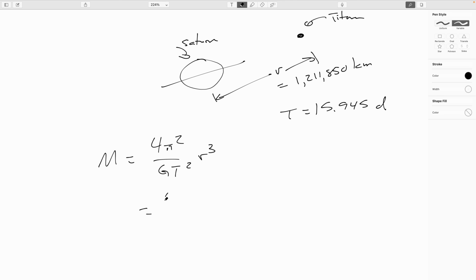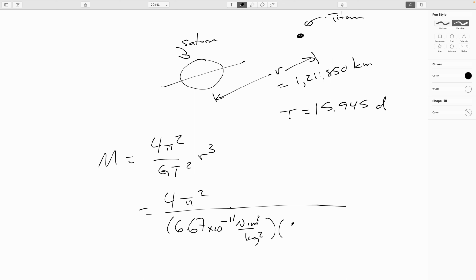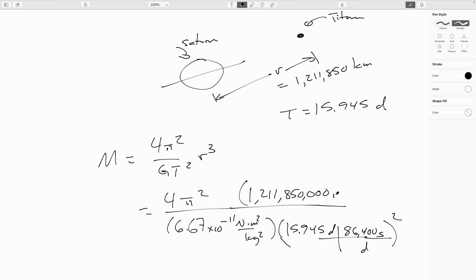So this will be 4 pi squared over 6.67 times 10 to the negative 11 Newton meters squared per kilogram squared. Our period is 15.945 days, but we'll have to turn the days into seconds. There's 86,400 seconds in a day, and we will be squaring that. And then for our r cubed, the kilometers has to go into meters, so that's 1,211,850,000 meters. They don't call them astronomical numbers for nothing. And that's cubed there.